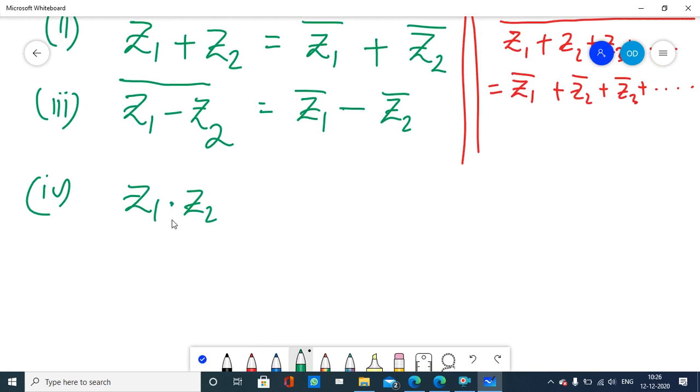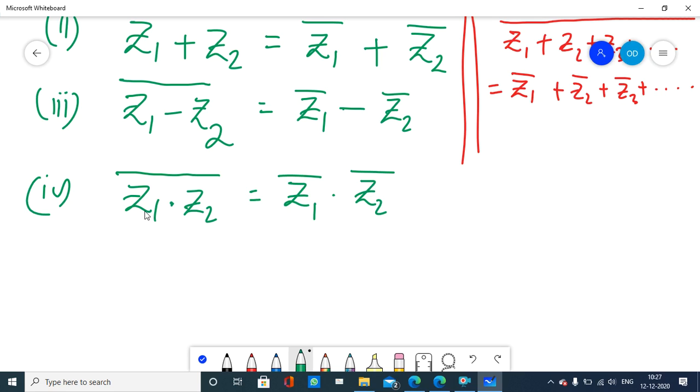The next property is, if z1 and z2 are two complex numbers and first we multiply them, then find their conjugate, this is the same as the product of their individual conjugates. I hope you get my point. Clear?